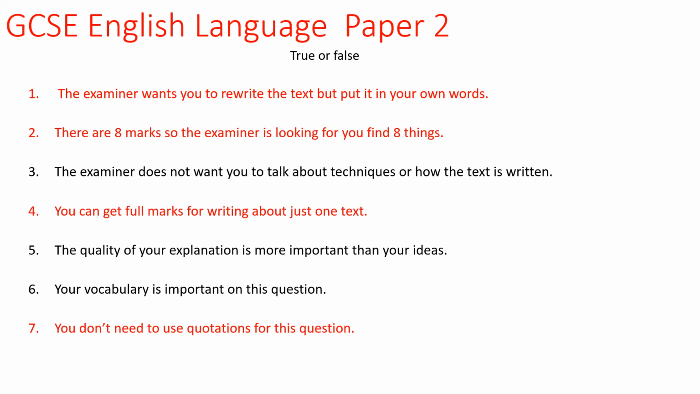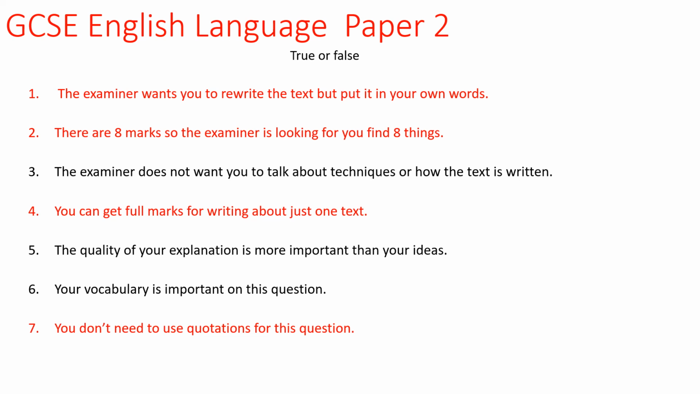Number 3, the examiner does not want you to talk about techniques or how the text is written. That's true. For this question, it's none of that. Number 4, you can get full marks for writing about just one text. That's false. You are limited in the amount of marks if you only write about one text, so you need to write about both.